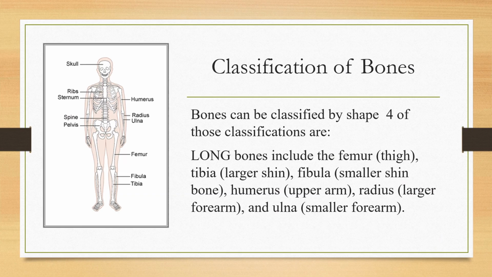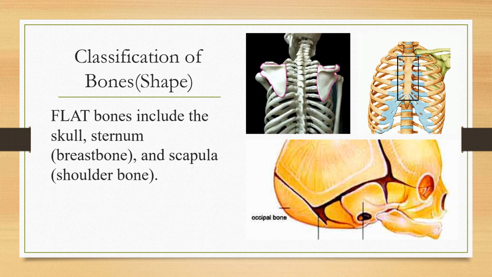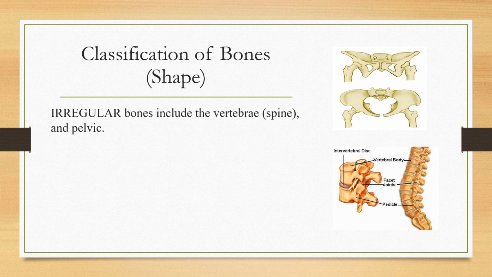Classification of bones. Bones are classified by shape. Four of those classifications are: long bones include the femur, tibia, fibula, humerus, radius, and ulna. Short bones include the carpals of the wrist and tarsals of the ankle. Flat bones include the skull, sternum or breastbone, and scapula or shoulder bone. Irregular bones include the vertebrae or spine and the pelvis.